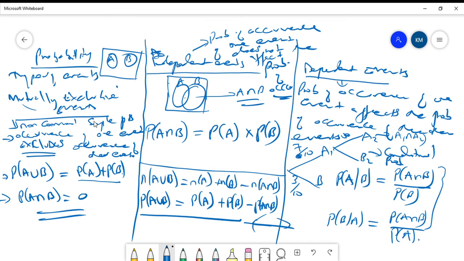And basically, this is just a summary of the types of events that we have as far as probability is concerned. Follow up the next video for a demonstration of the application of this to some real life situations.